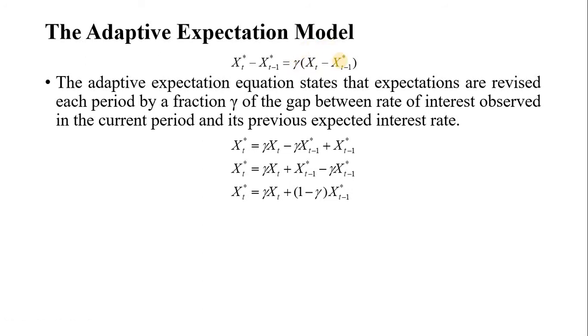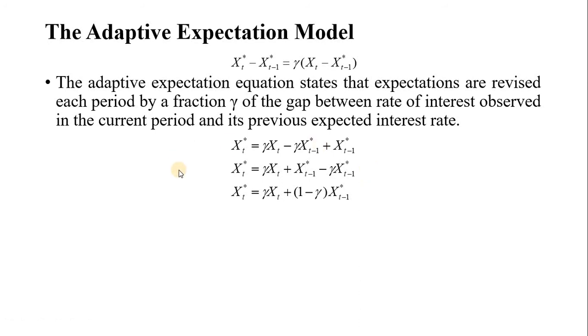What will you get? x star t is equal to gamma xt minus gamma xt minus x star t minus 1. This minus x star t minus 1 will come to the right hand side, so it will be plus x star t minus 1. Now if you look at this, x star t is equal to gamma xt plus, I am bringing this value to the front, x star t minus 1 minus gamma x star t minus 1.